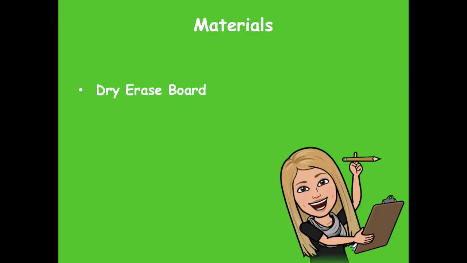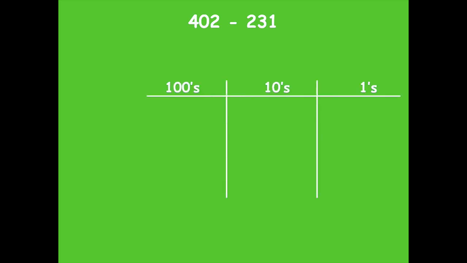So the materials that you'll need are a dry erase board and a place value chart. Remember, if you don't have a place value chart, you can just draw one. All right, so we're going to start with 402 minus 231. So here we have a 0 in the tens place. So we're going to model this on our place value chart. We're also going to relate it to our vertical standard form.